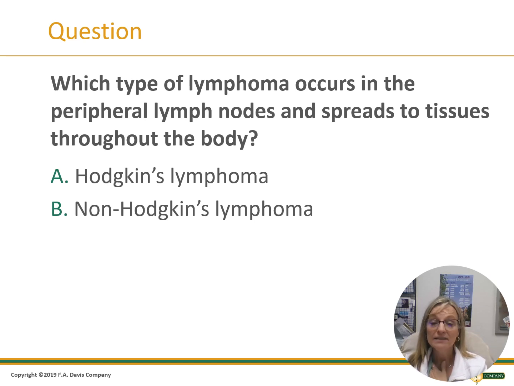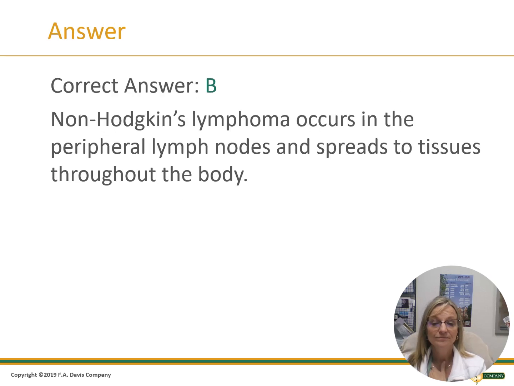Okay, which type of lymphoma occurs in the peripheral lymph nodes and spreads to the tissue? Hodgkin's or non-Hodgkin's? B, non-Hodgkin's. It occurs in peripheral lymph nodes and spreads to tissues throughout the body.